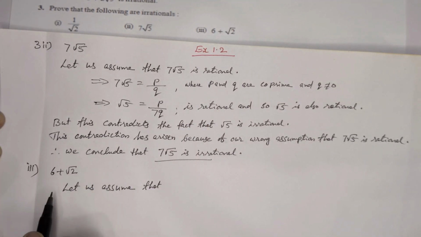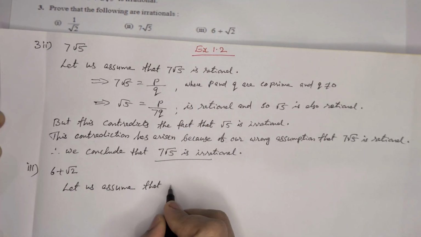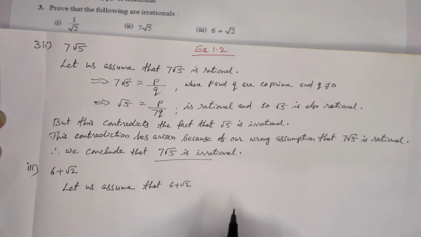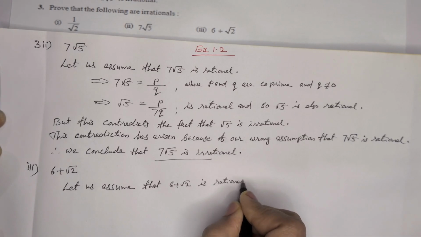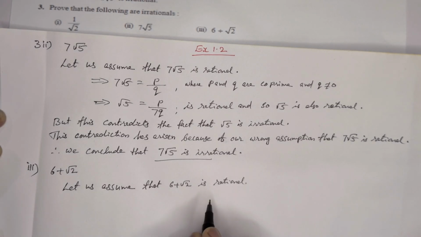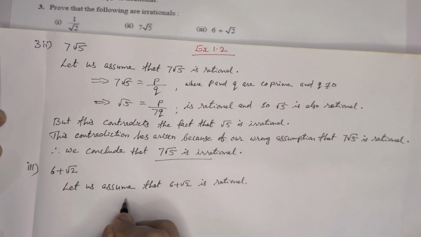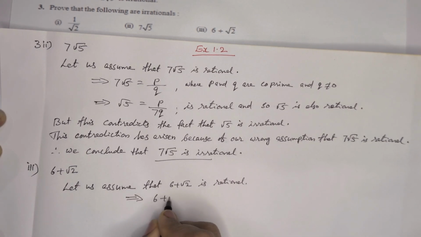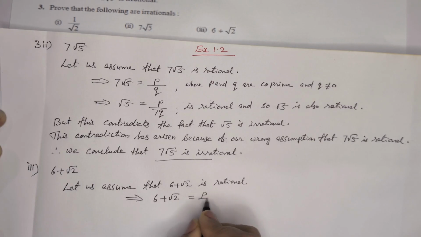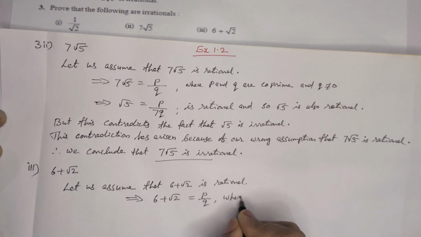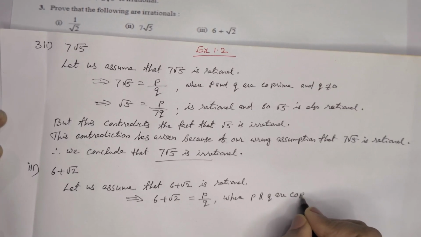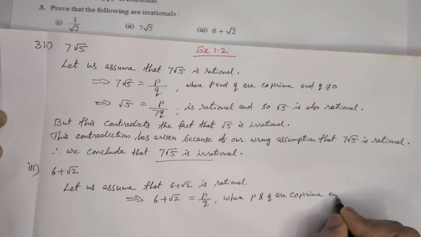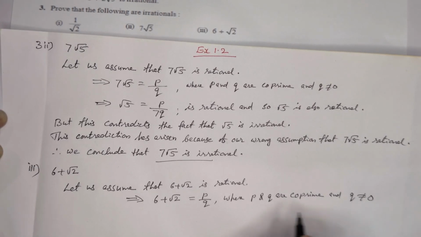Next is 6 plus root 2. Here let us assume that 6 plus root 2 is a rational number. Then we can write 6 plus root 2 in the form of p by q, where p and q are coprime numbers and q is not equal to 0 is the condition.